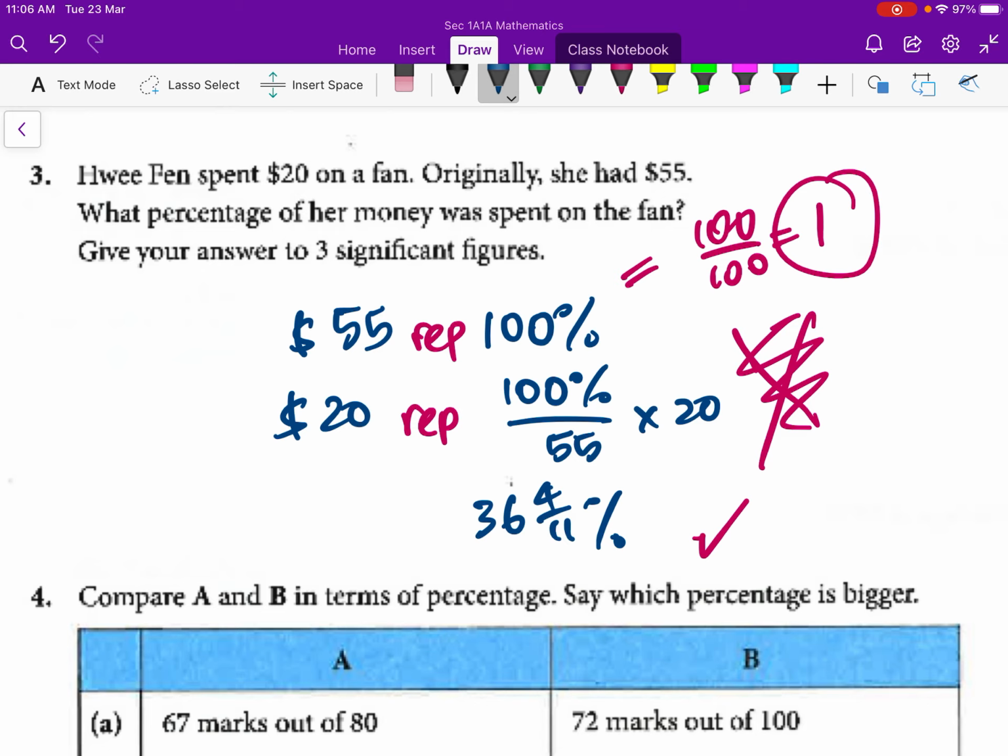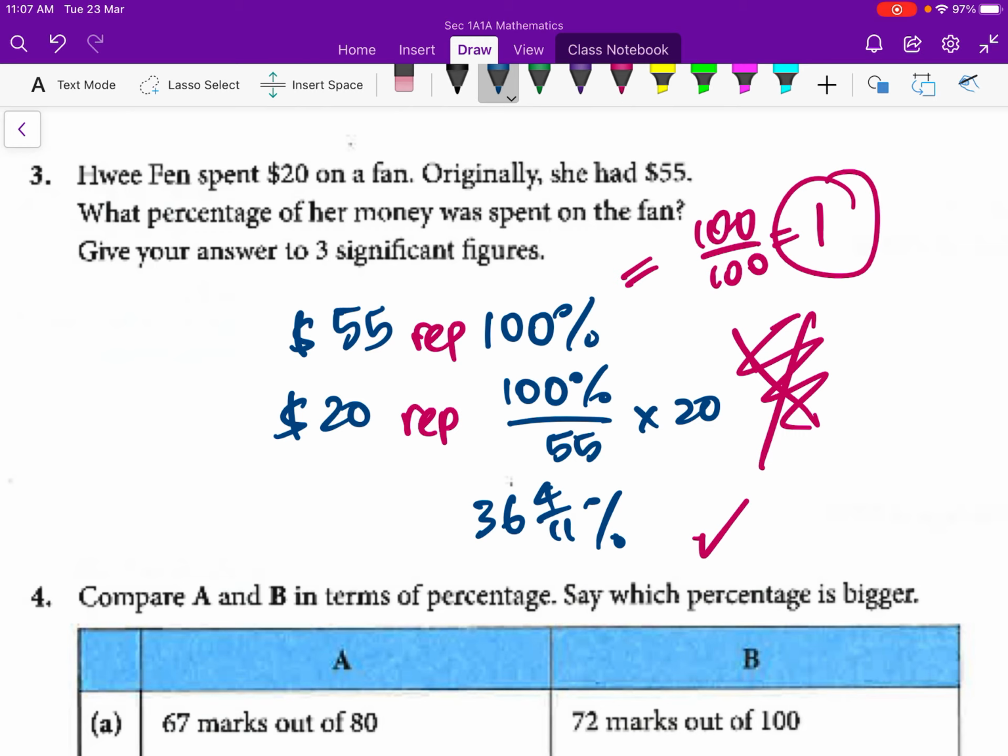$55 represents $100. So this portion over here, what are you doing? 55 divided by 100, to find the 1%, right? Okay, to find the 1%, and then after that, $20 divided by 55 cents. Then I'm lost already. I don't know what's happening already. So use my approach. Sorry? This one, is it? I never put a percent. Okay, that's one problem also already.